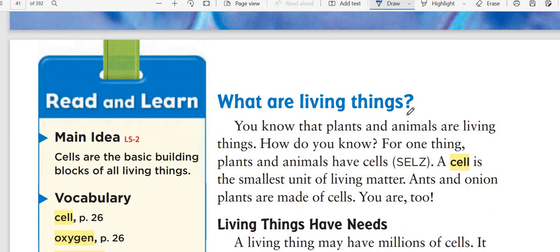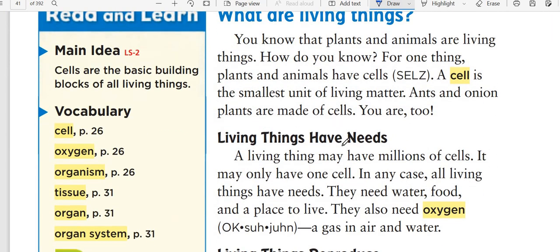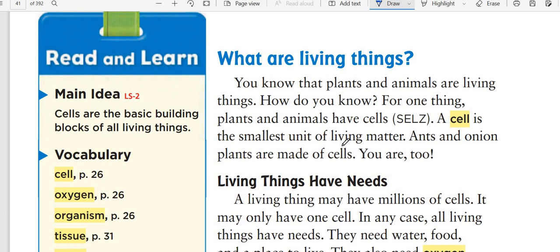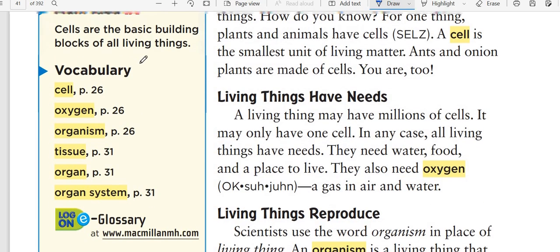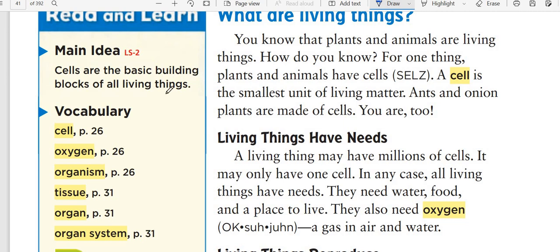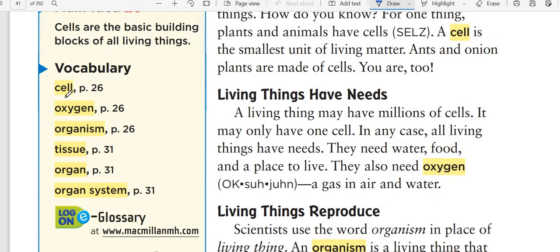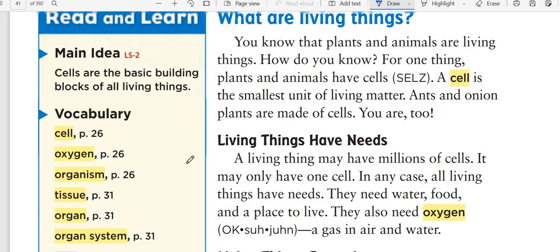So what are the living things? We said the living things do the five processes. The main idea of this lesson is that cells are the basic unit of life. This is the basic unit of living organisms. And the vocabulary we are going to learn is cell, organism, tissue, organ, system.